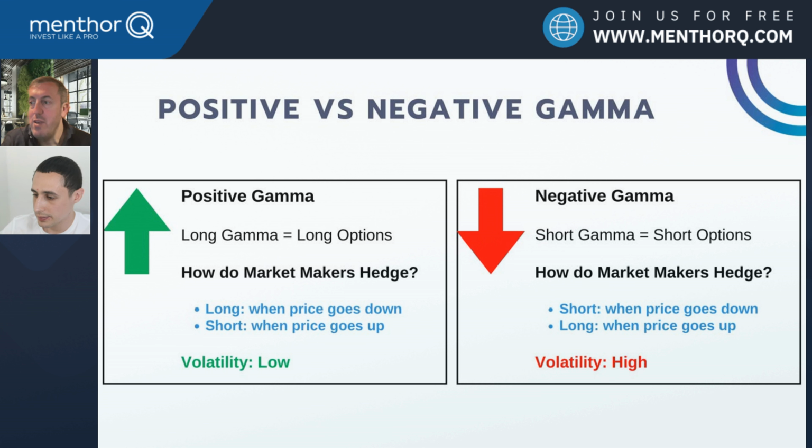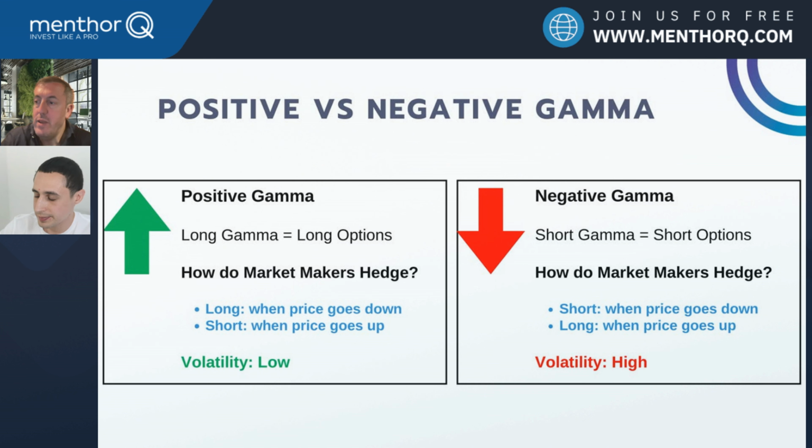On the opposite side, when we are in a negative gamma environment, the market is selling more options than buying. So the overall market is short options, and market makers are going short when the price goes down and going long when the price goes up. As a result, volatility is higher because the way this hedging works creates an inflection in liquidity, and that's when we see the increase in volatility. So it doesn't mean that the price is just going to drop. It means that volatility is going to be very high.